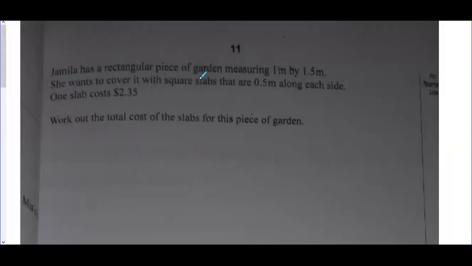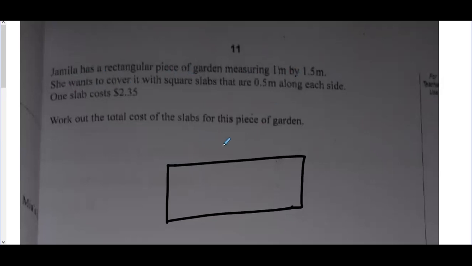Jamila has a rectangular piece of garden measuring 1 meter by 1.5 meters. So we have something like a rectangle here. We're gonna try sketching that. So Jamila has a rectangular piece of garden measuring 1 meter by 1.5 meters. So we have 1 meter, 1.5 meters by 1 meter. Okay, now what is the question? She wants to cover it with square slabs that are 0.5 meters along each side. Oh, okay. So she wants to cover this rectangular piece with slabs which are in the form of a square.